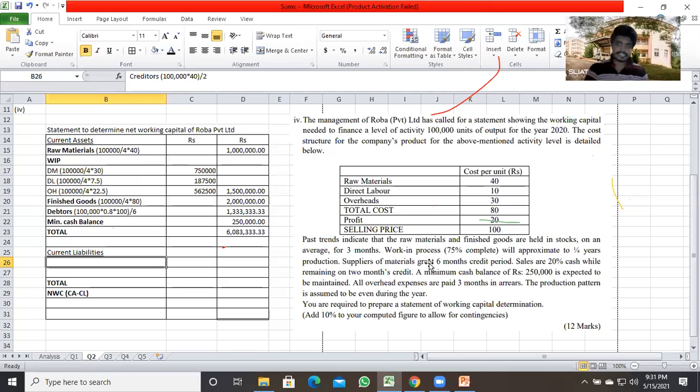Suppliers of material run a 6 months credit period. But they are not saying whether all are credit based or somewhat cash based or somewhat credit based. So here we have to assume that all the purchases are on a credit basis. Okay, then tell me, honorable ladies and gentlemen, can you calculate and tell me the total purchases for the year? Total purchases for the year.